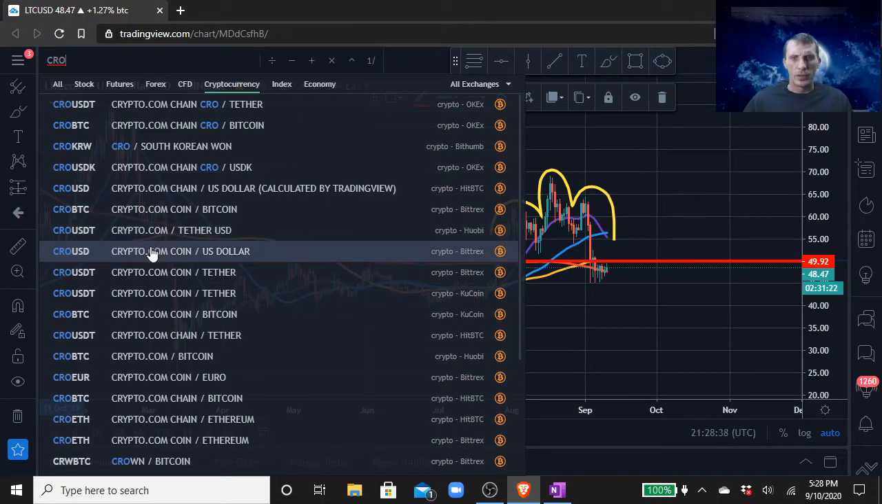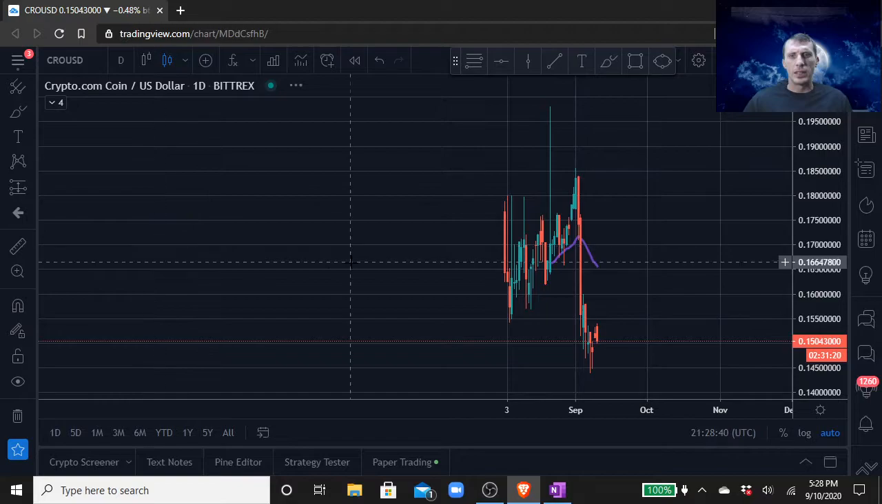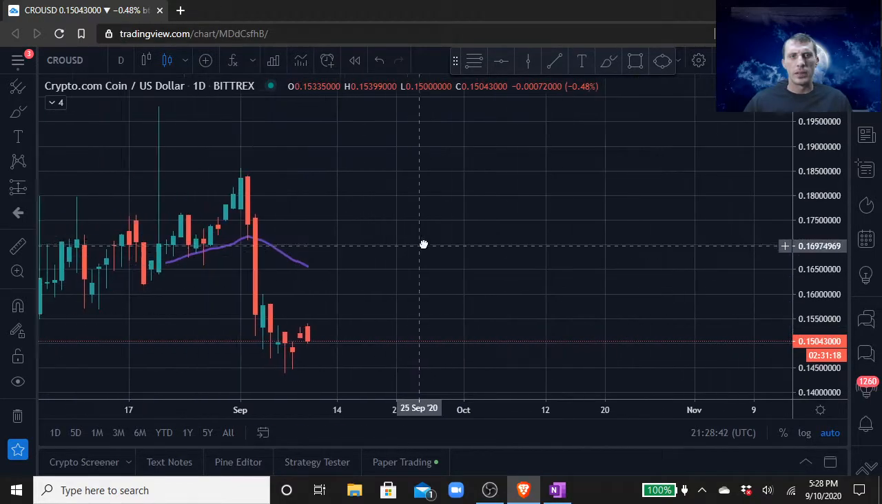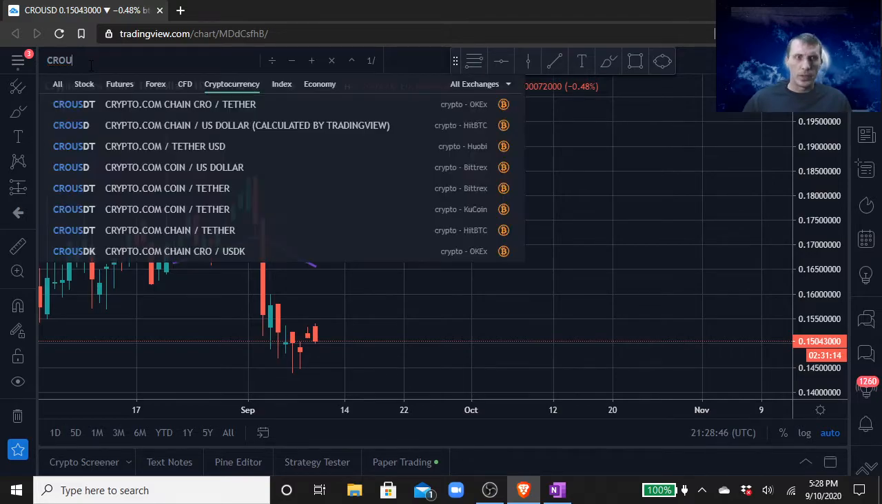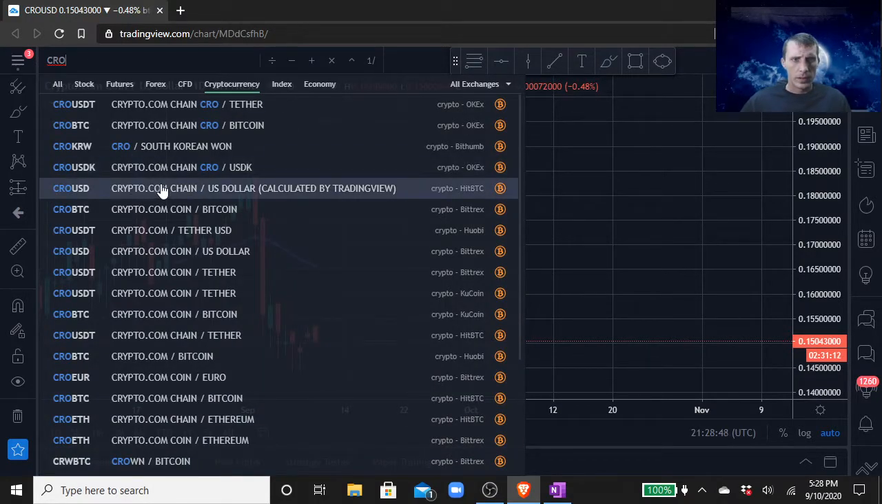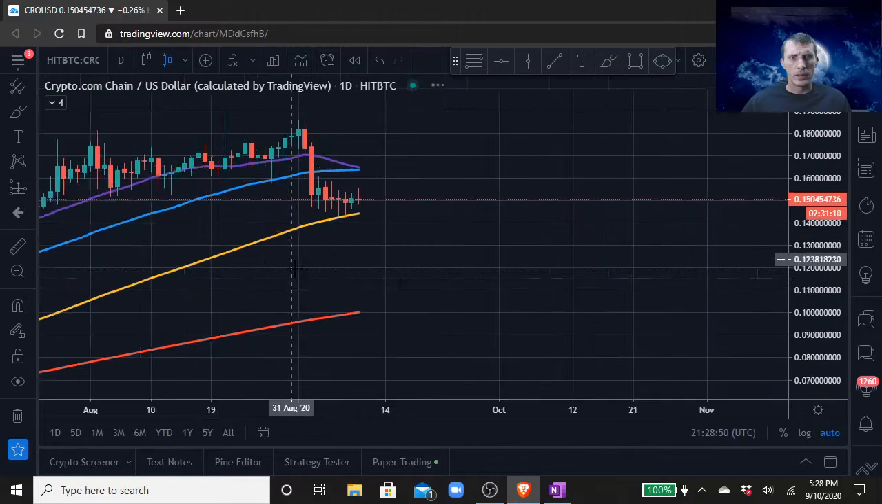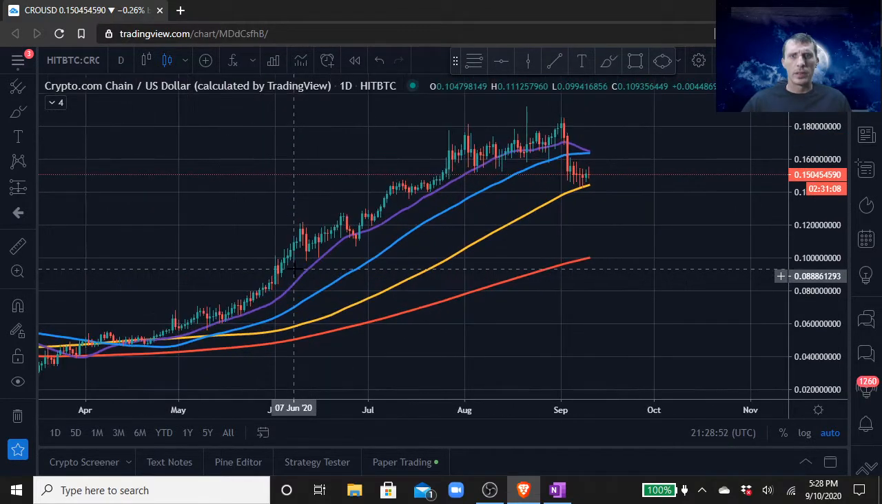Crypto.com to US dollar. Not very much info there. There we go.